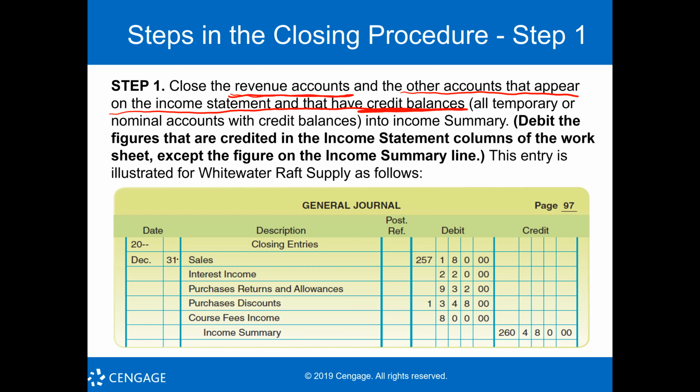So this would include not only sales revenue, but interest income. Purchase returns and allowances also have a credit balance. Purchase discounts also have a credit balance. And then course fees income also has a credit balance, right? So we add all of these up. We debit each of those to close them out, to zero them out. We credit income summary.